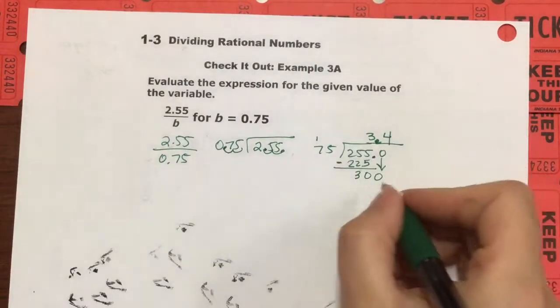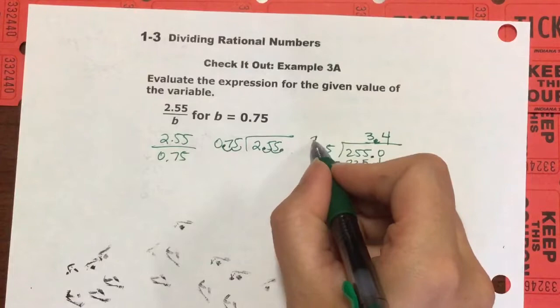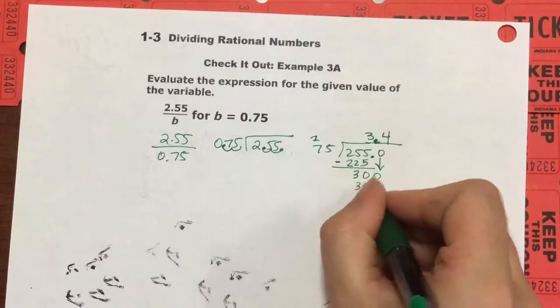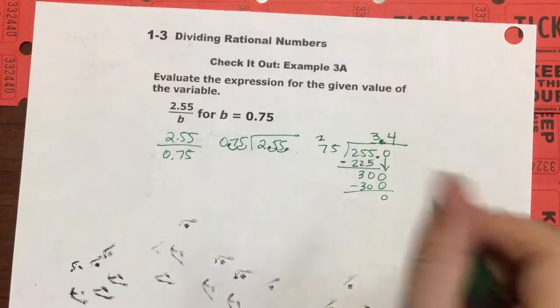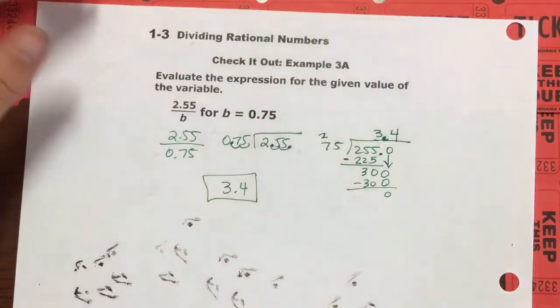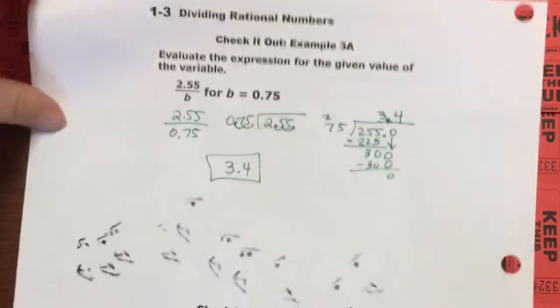4 times 5 is going to be 20. Write the 0, carry the 2. 4 times 7 is 28, plus 2 is 30. Yes, we nailed it. Okay, so if your answer is 3.4, you did a good job. Okay, on to the next one.